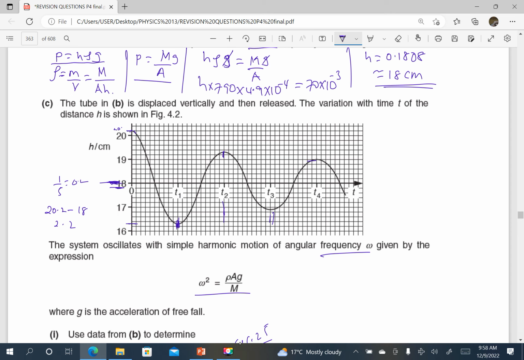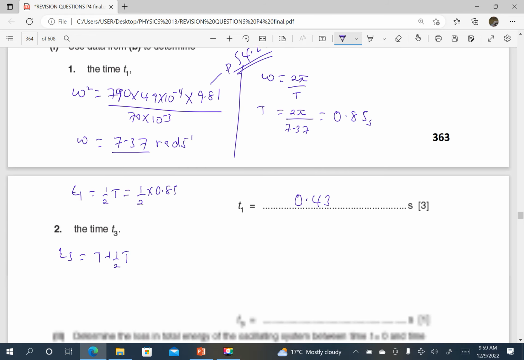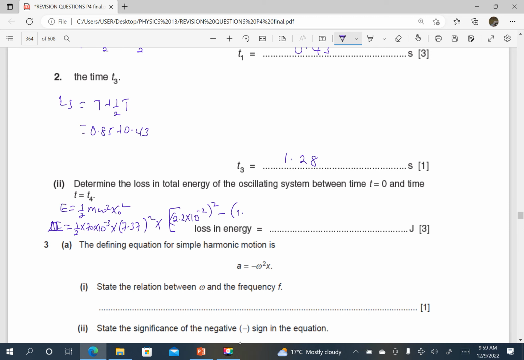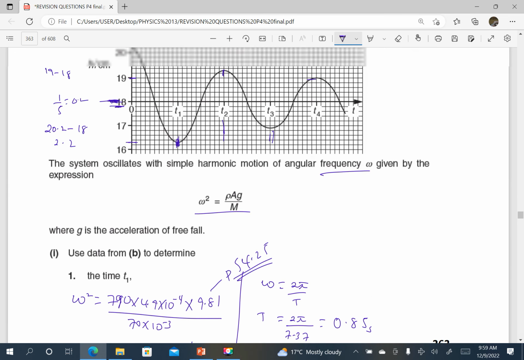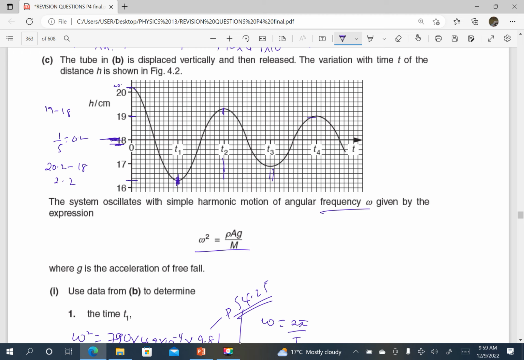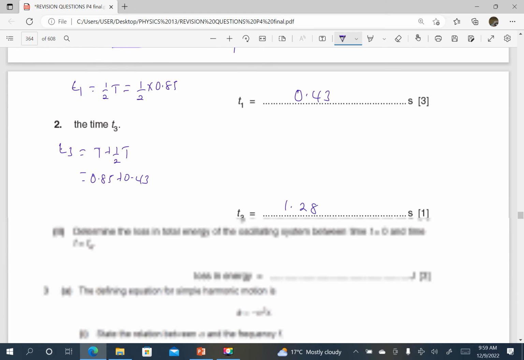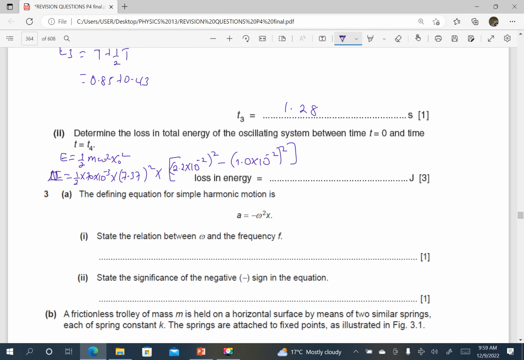At t equals t4, I think that is 19. Minus 18, so 19 minus 18, that is 1 centimeter. So this is going to be minus 1.0 times 10 power negative 2, and this is also squared. I know people will use 20.2 as x and then 19 as x. Not at all. We are taking measurements of the displacement from equilibrium. At equilibrium, h is 18. So above equilibrium it goes up, and then it also goes below equilibrium. Now I'll press the calculator.